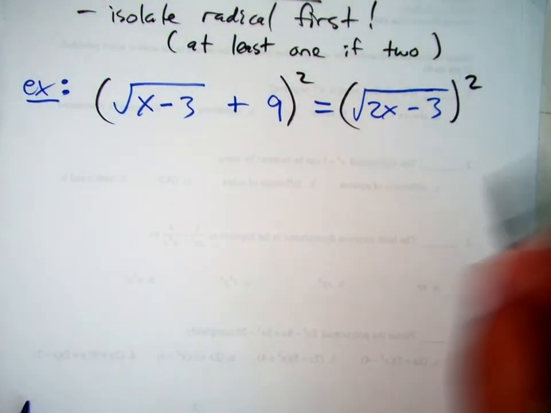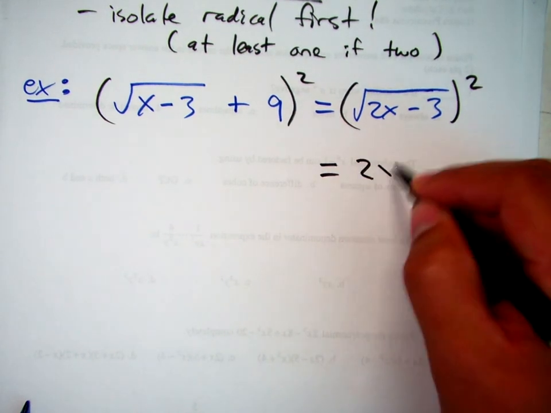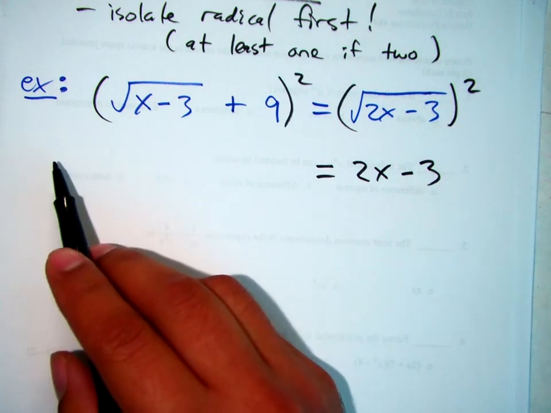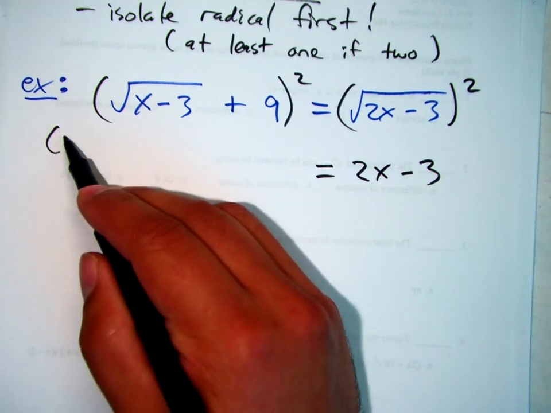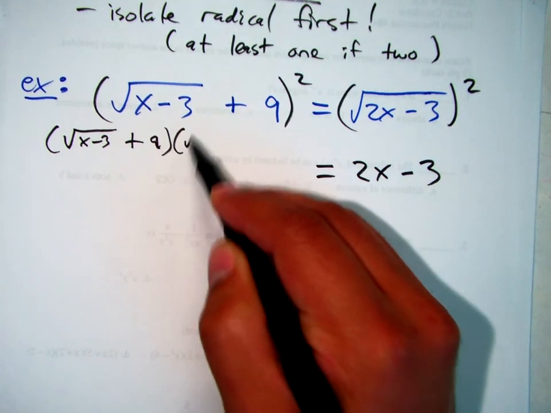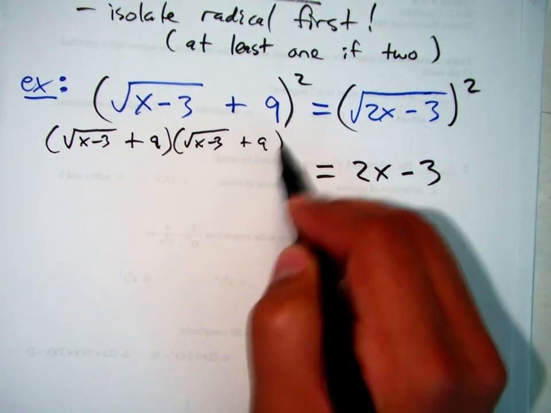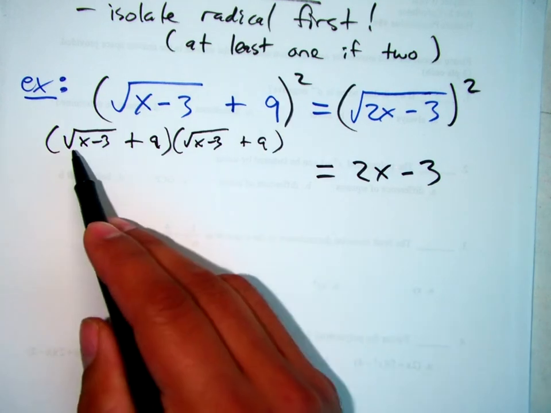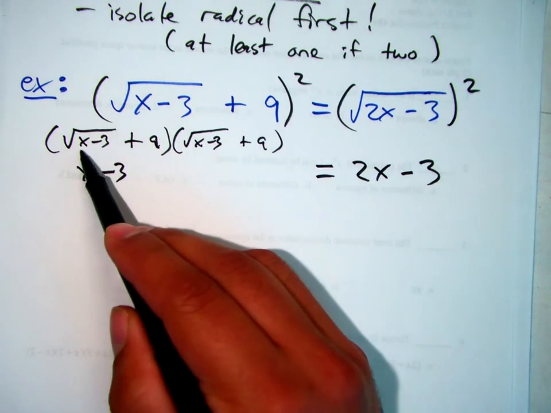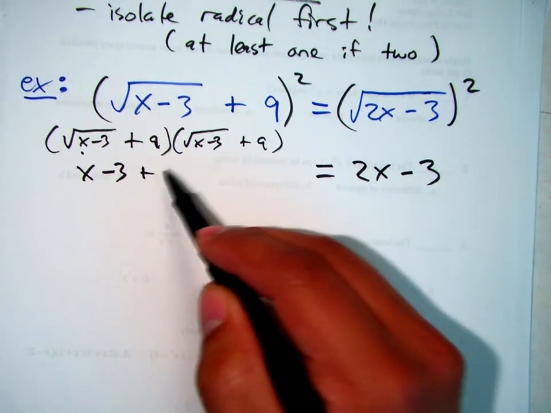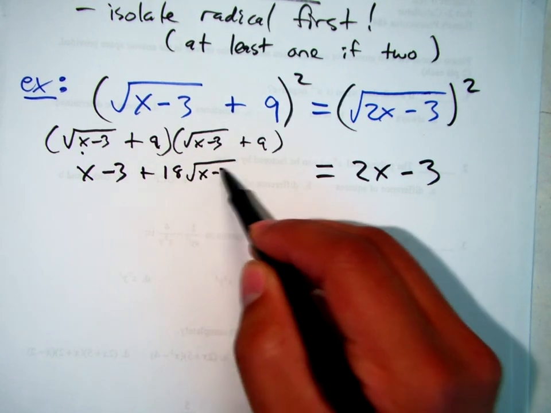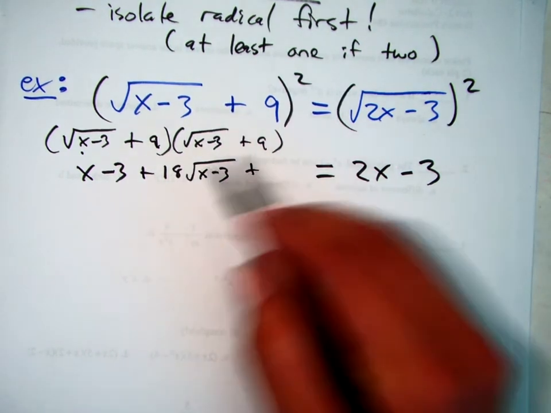on the right side we get 2x minus 3. On the left-hand side, if it helps, write it down twice, because you have to be careful when you square this. When you square it, you're essentially going to FOIL. So what's root of x minus 3 times root of x minus 3? X minus 3. Good. And now we go root x minus 3 times 9. That's 9 of them. And then another 9 of them make 18 of those. And then we have 9 times 9, sorry, 81.